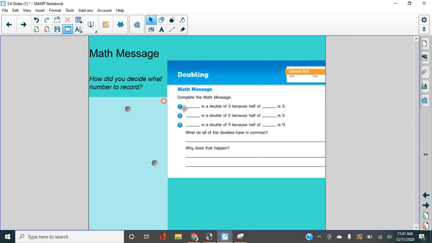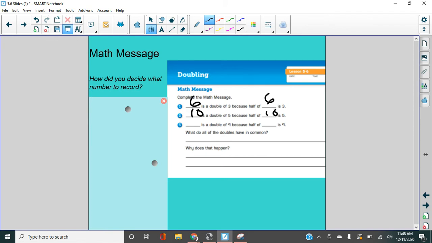So blank is a double of 3. Well, what's the double of 3? 6, because half of 6 is 3. Easy enough, right? All right, do number 2. Blank is a double of 5. What do you think? What is a double of 5? If you have 5 doubled, what would it be? It would be 10, right? 10 and 10.